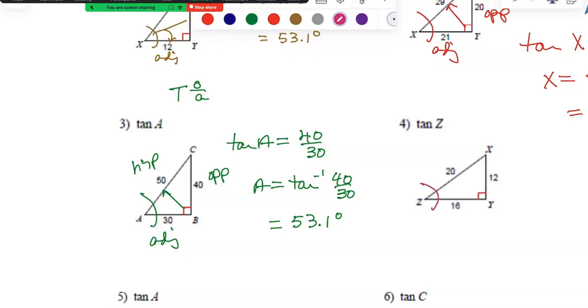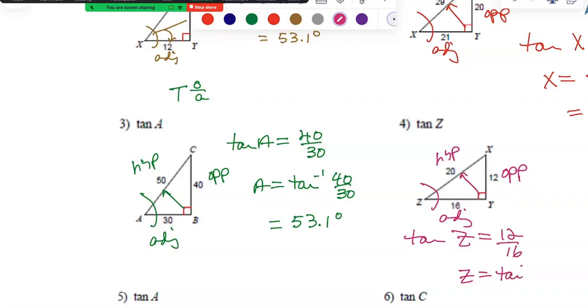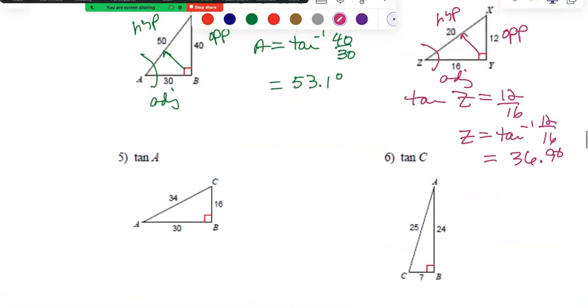Okay, tan of Z. This is opposite. This is adjacent. This is hypotenuse. So the tan of angle Z equals 12 over 16. So angle Z itself is tan to the negative 1 of 12 over 16, and angle Z should be 36.9 degrees. Okay, we've got two more.